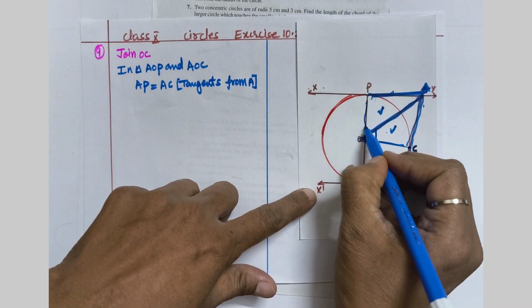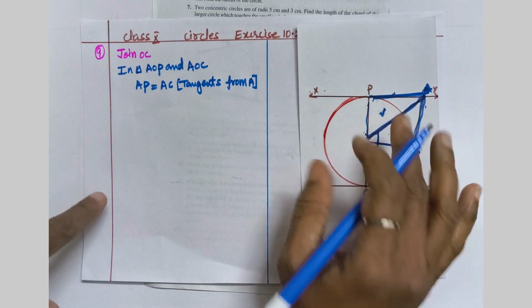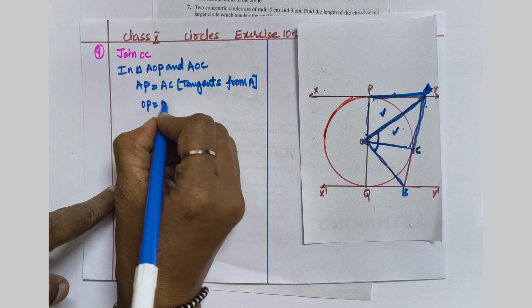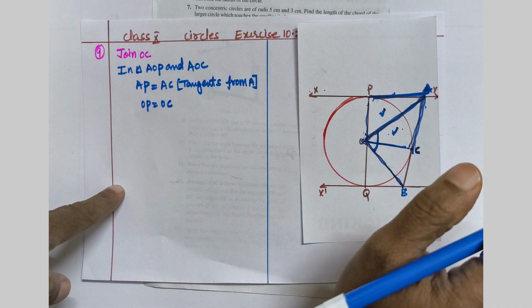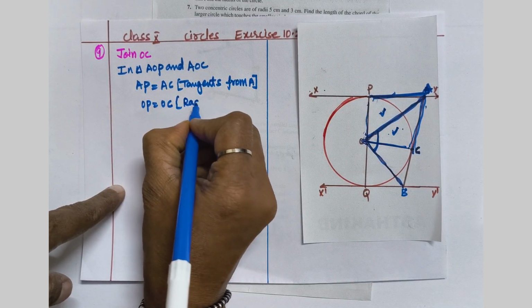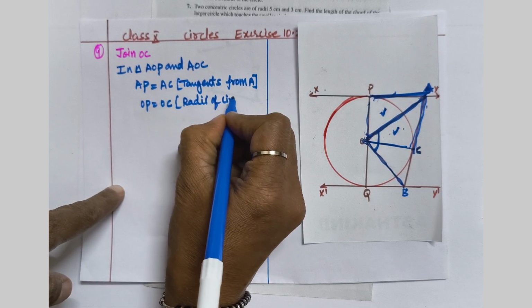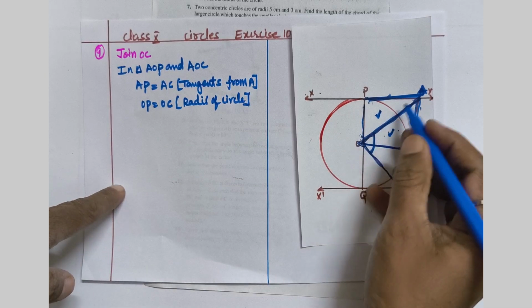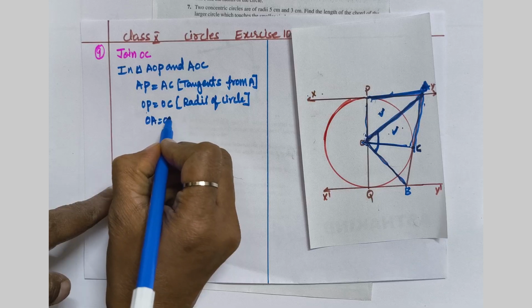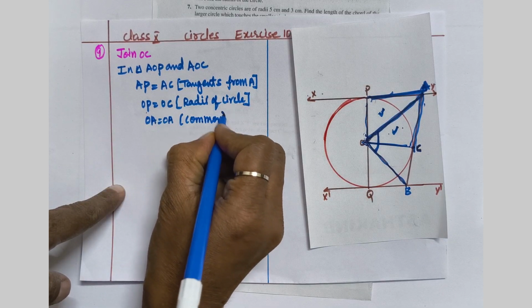Next, carefully listen. OC is also a radius, OP is also a radius. So in this triangle OP, in this triangle OC: OP is equal to OC. Why? Both are radii. You can write radii of circle. Next, OA is common. Taking these two triangles, OA is equal to OA. What is the reason you write? It is a common side.